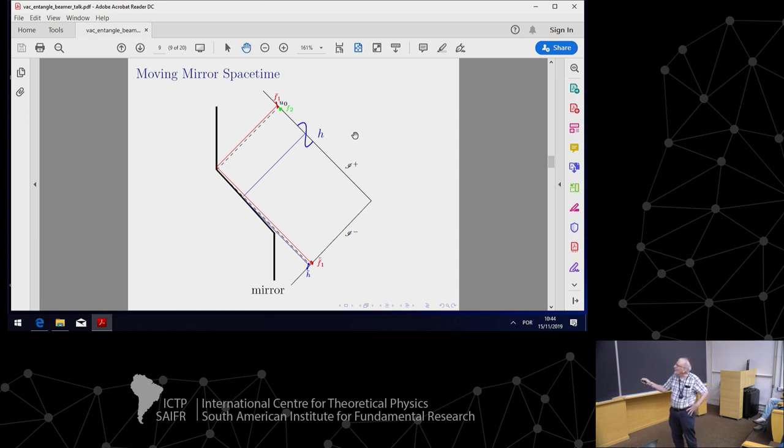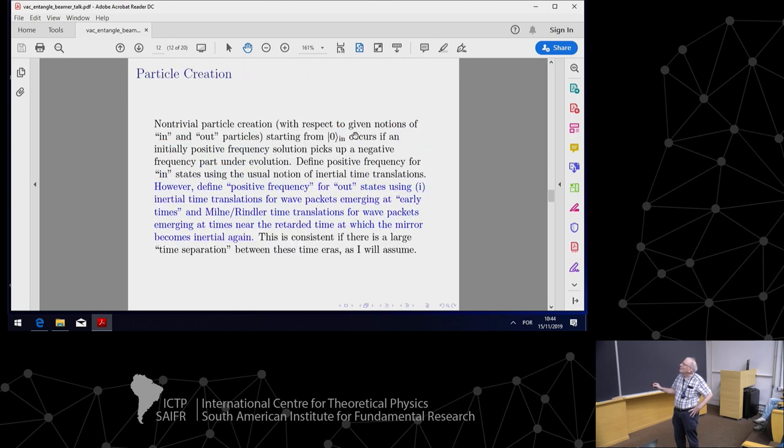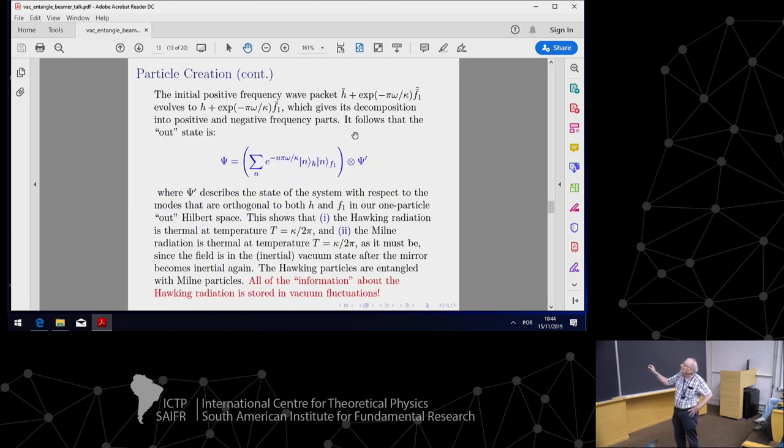So we've broken up this positive frequency solution into its positive and negative frequency parts. And if we carry through on the particle creation calculation, what we find is that the Hawking particles are perfectly entangled in this way that looks like the formulas I was writing down before with Milne particles in the corresponding mode. So that's what happens in this one mode that gets tensored in with all the other modes that are orthogonal to that. Let me focus on this one mode.